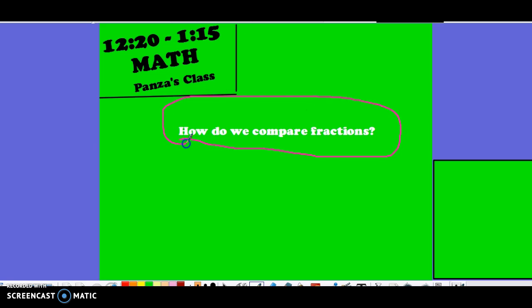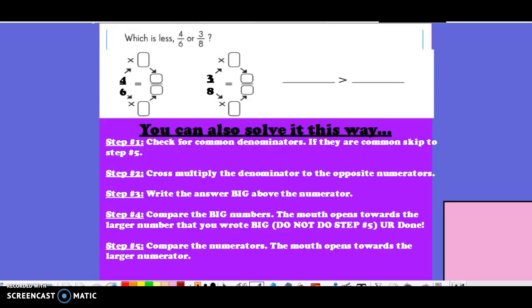Today's focus question: how do we compare fractions? There are a couple different ways to compare fractions, but when we're really focused on it, there are two main ways that we can truly compare fractions. There's one way that I had previously shown you in another video, but the way that I'm going to teach all of the students is this way, right down here.